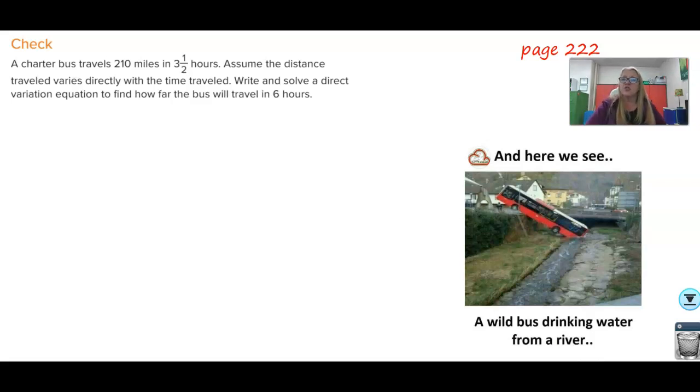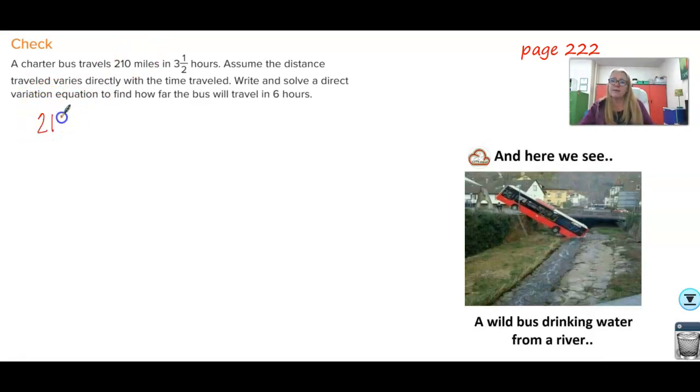A charter bus travels 210 miles in 3.5 hours. Assume the distance traveled varies directly with the time traveled. Write and solve a direct variation equation to find how far the bus will travel in 6 hours. They're saying, now let's assume that it's traveling at a constant rate and it doesn't slow down or speed up, doesn't get pulled over by the cops or anything. Oh, let's just assume that that's the case.